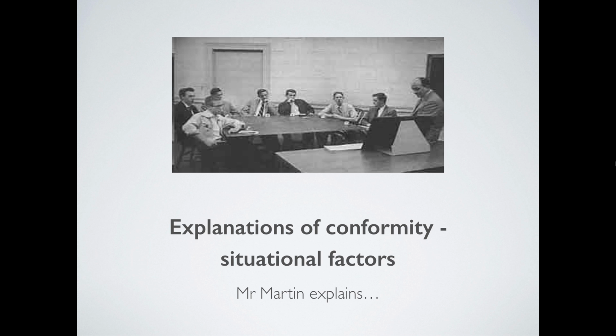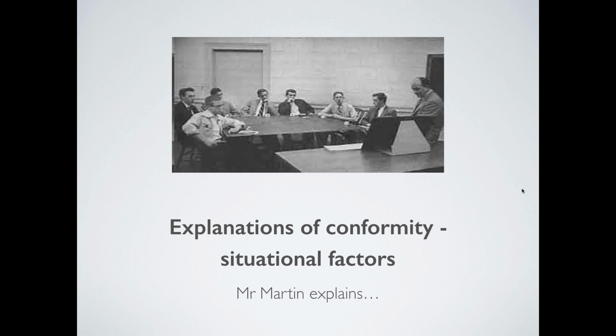Now in this video what we're going to be looking at are the explanations of conformity. So what we're interested in here is what makes some people conform when others don't. Or moreover, what makes some people conform on some occasions and not others. So in other words, what factors affect the levels of conformity that we see in experiments such as Asch's in 1951.